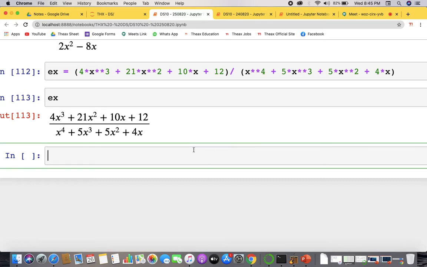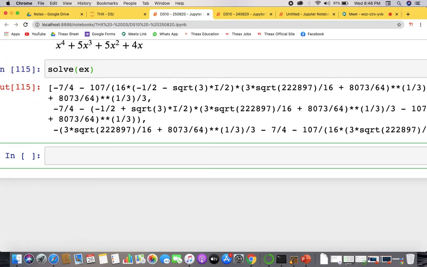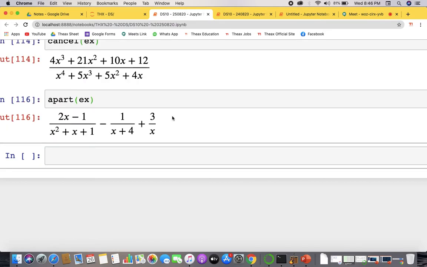If you are asked to cancel and solve these things, x would be the same, right? It will not change anything. If you solve this equation, you'll probably get results, but not very nice ones. So here we are going to use a function called apart. Apart performs a partial fraction decomposition of any rational function. So if we write apart, that is a partial fraction of this x, we'll get 2x minus 1 by x square plus x plus 1 minus 1.